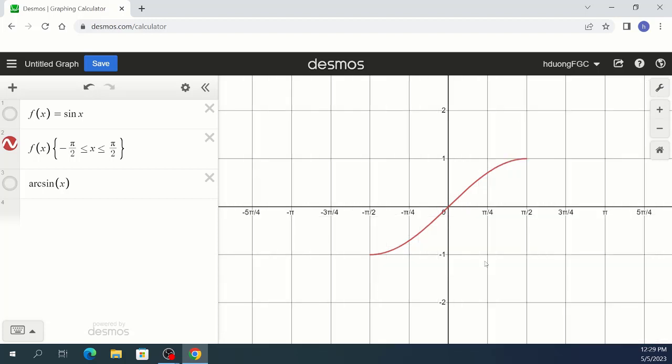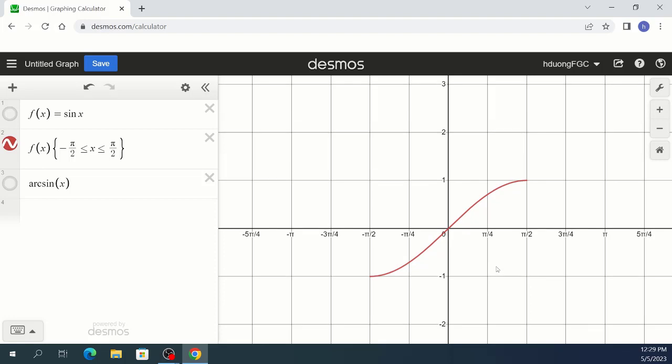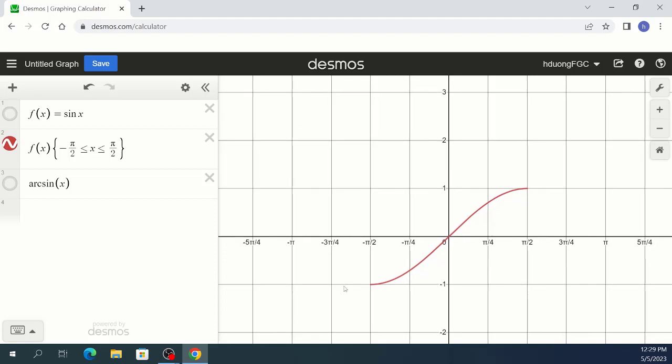So we got the portion of the sine of x graph happening only from minus pi over 2 to pi over 2. You see what I'm doing there? And now let me show you the graph for sine inverse here. Sine inverse also has another name. Instead of writing the superscript -1, you can also write arc sine of that.